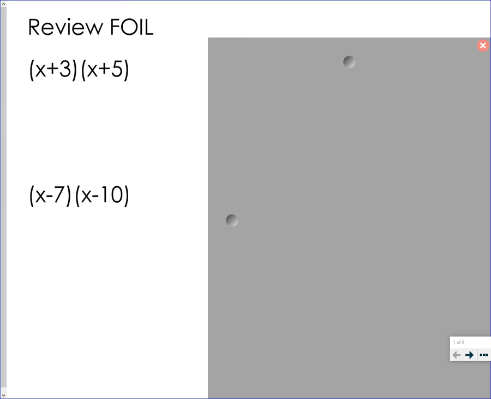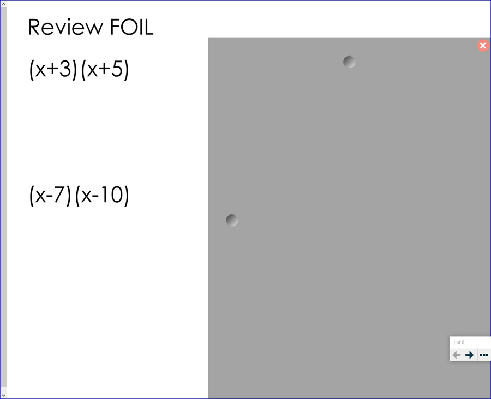Hello algebra students. Today we're going to be working with more factoring. In our last lesson, we were factoring out a greatest common factor. Remember, that was like a reverse distribution. Today what we're going to be doing is factoring trinomials into binomials. Basically, we're going to undo FOILing.